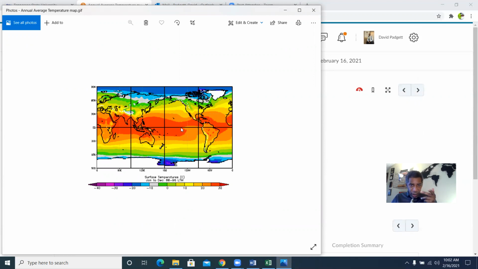The source of this map was probably taken with data over a, well, actually it says here, from January to December 1968 to 1996. So this is almost a 30-year record of temperature on average that we're looking at graphically displayed here.